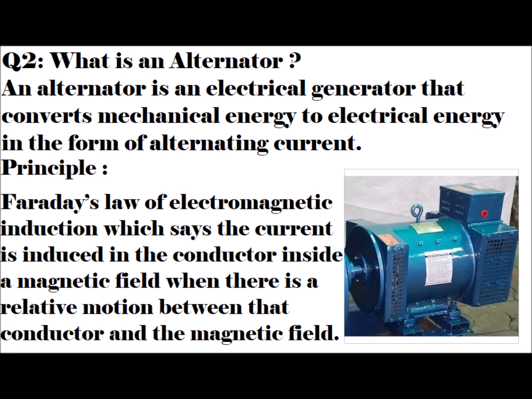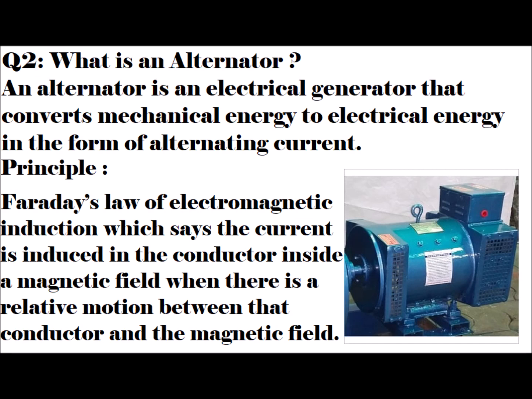The first question here is, what is an alternator? Coming to its definition, it is an electrical generator that converts mechanical energy to electrical energy in the form of AC, that is alternating current. Next, coming to its working principle, Faraday's law of electromagnetic induction is what it works on. That is, current is induced in a conductor in a magnetic field when there is relative motion between the conductor and the magnetic field. So the relative motion is very important. If there is no relative motion between the conductor and the magnetic field, there won't be any current.